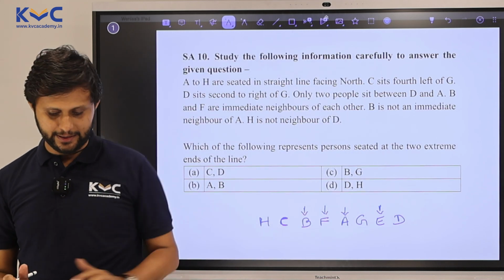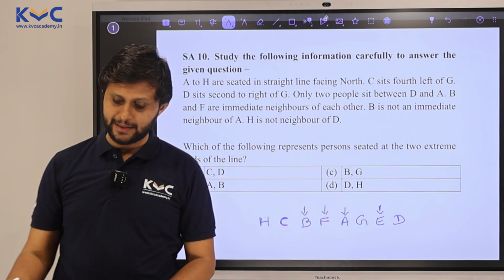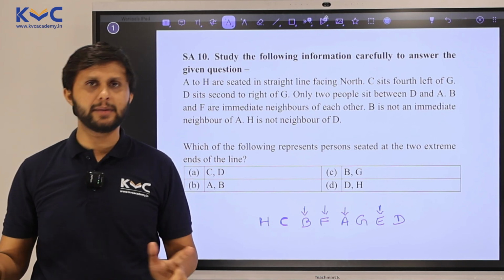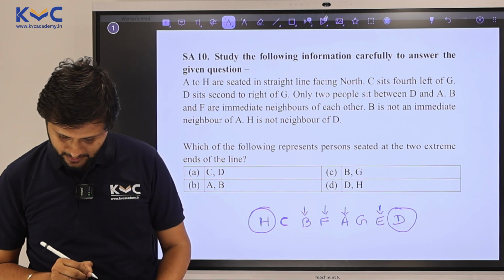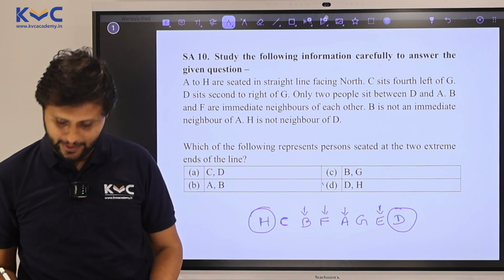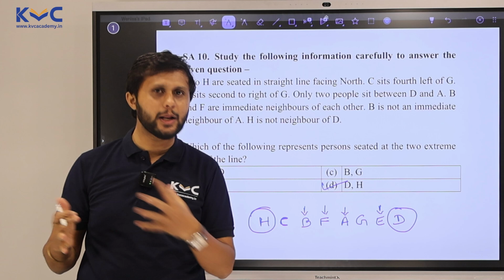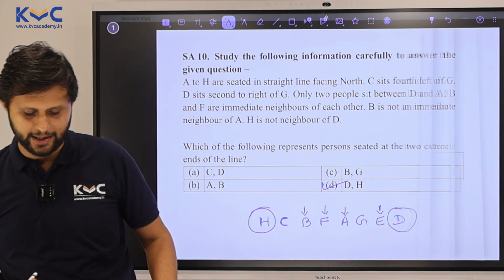10th question. Order is the same. Which of the following represents persons seated at the two extreme ends of the line? We have H and D. Where do we have H and D? Yes, we have D and H. It's because we can write in any order. I told you D and H is the right answer.